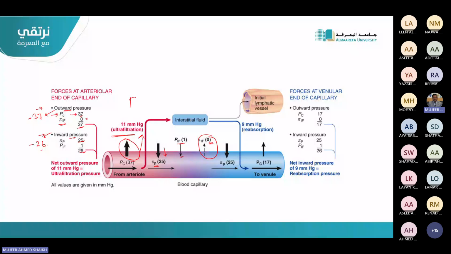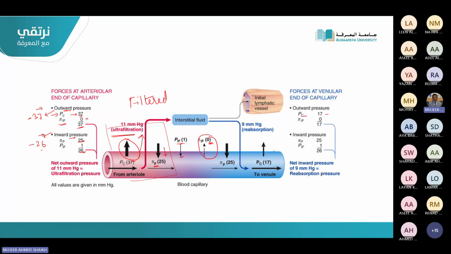That is known as filtration. Fluid will be filtered here in this region. Okay, now come to the venous side, the venous end of the capillary. Here again we have to see the 4 forces.